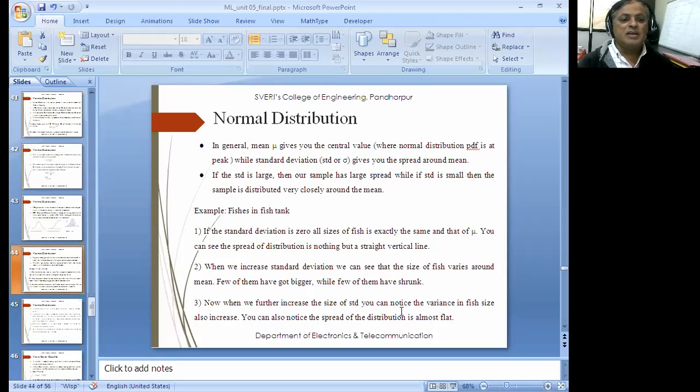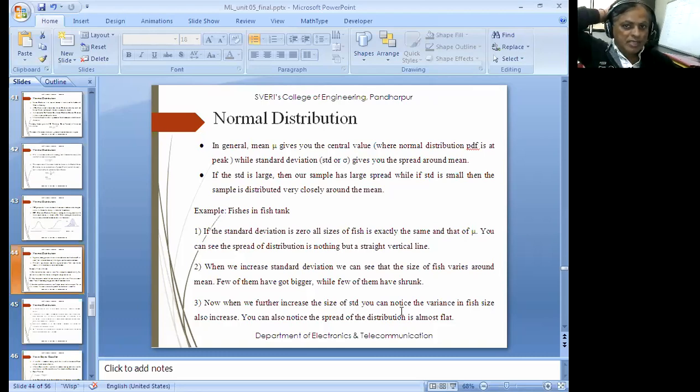If you see that standard deviation is large, then a sample has large spread. अगर उसका वैल्यू ज्यादा रहेगा तो भाई वो मीन के आसपास का डेटा भी ज्यादा स्प्रेड रहेगा. If standard deviation is small, then the sample is distributed very closely around the mean. यानी कि बहुत सारा डेटा जो है वो मीन के आसपास ही है, इसका मतलब स्टैंडर्ड डेविएशन कम है. This is very very important to understand why we apply mean or why we apply any standard deviation.